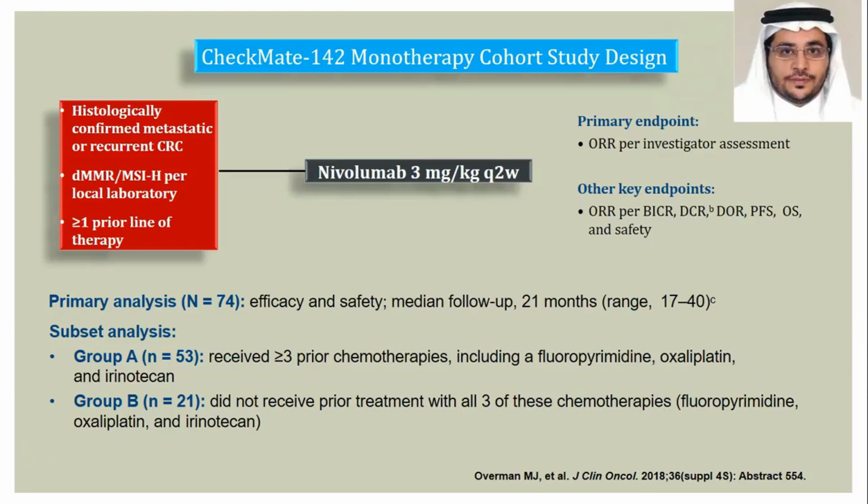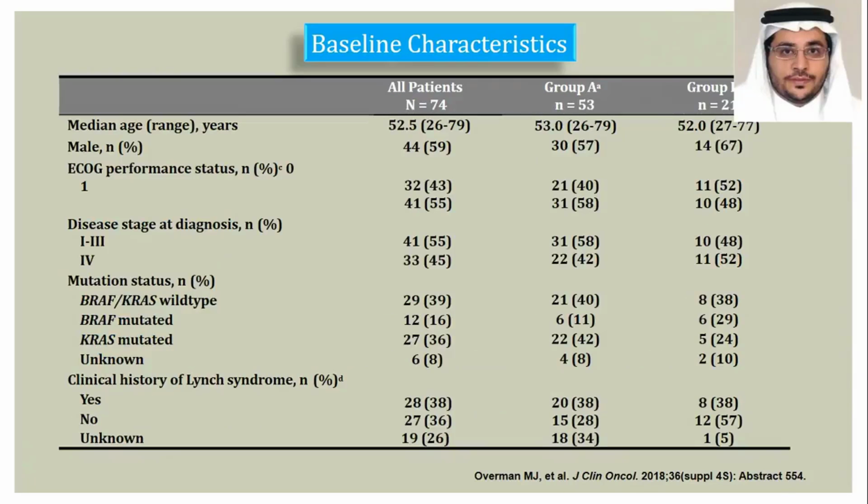Subsequently, in CheckMate 142, they used cohort A with histologically confirmed metastatic or recurrent colorectal cancer, MSI high, and randomized all the patients to nivolumab. They divided the subset analysis into group A and group B. Group A were those who received more than 3 lines of therapy, and group B those who received second and third line therapy. The primary endpoint was overall response rate. Very important here, they also included BRAF mutant type, which was almost 11 to 16% in those categories of patients.